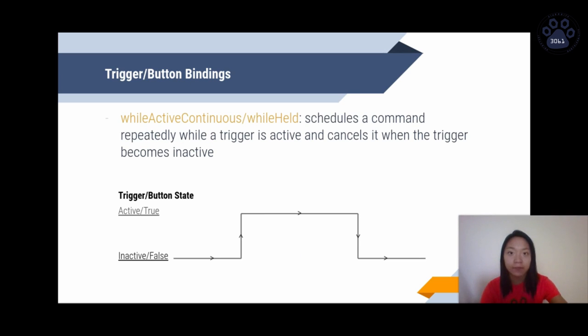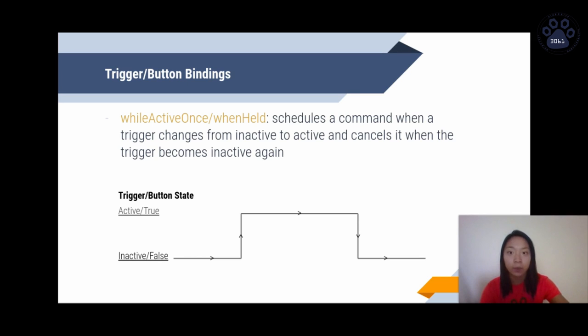The while active continuous or while held binding schedules a command repeatedly while a trigger is active and cancels the command when the trigger becomes inactive. The while active once or when held binding schedules a command when a trigger changes from inactive to active and cancels it when the trigger becomes inactive again. The command will not be rescheduled if it has finished while the trigger is still active.